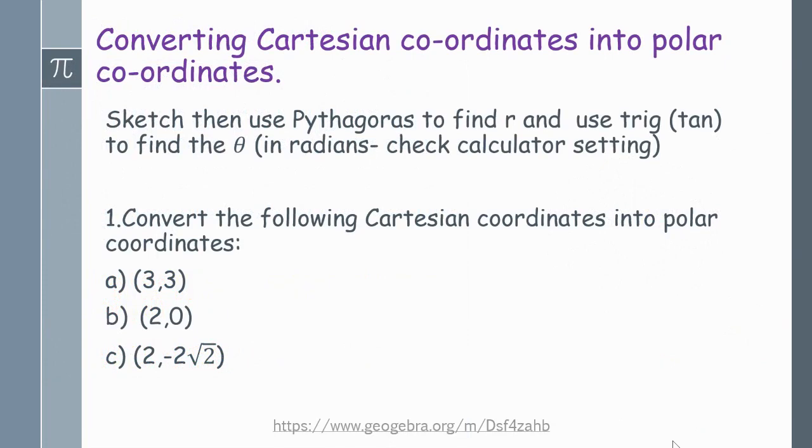Let's start by converting Cartesian coordinates into polar coordinates, similar to what we just did. So if we have x, y, I want to convert that into r, theta. The main idea is to sketch and then use Pythagoras to find r, and use trig, most likely tan, to find theta. Generally, we do this in radians, so it might be useful to check your calculator setting is in radians as well.